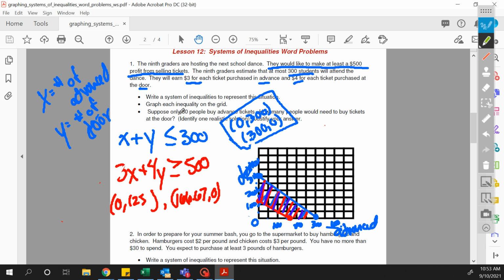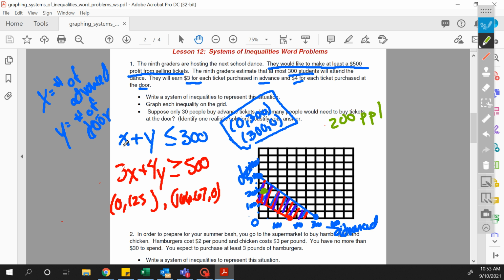And it says, suppose only 30 people buy tickets in advance. How many people would need to buy tickets at the door? Identify one realistic solution. So let's say 30 people buy tickets in advance. So that's like right here. Then it looks like anything in here would be okay. So let's say 30 is right here, then 200 people. Let's just go with this point right here. That would be a realistic solution. 200 people would have to buy tickets at the door.